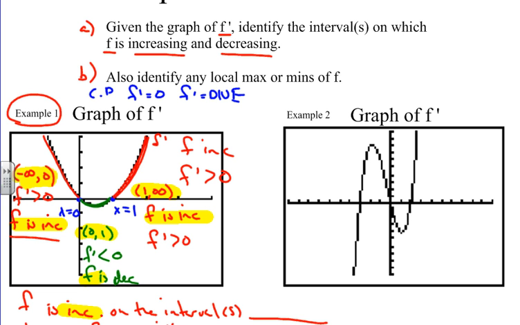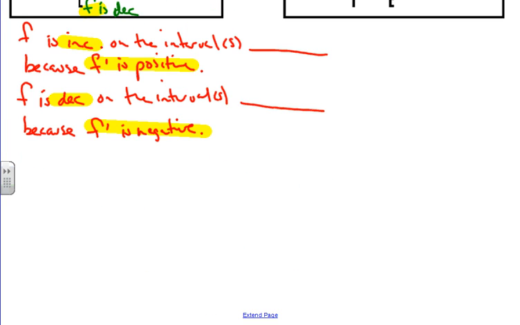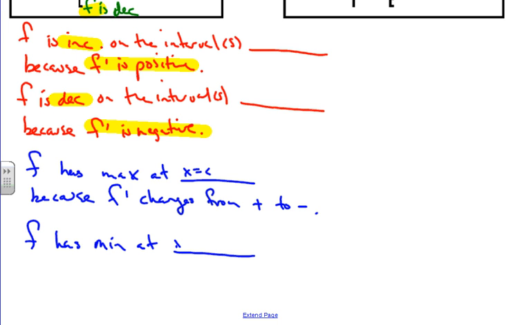Looking at these max and mins, if we recall, in review, local max and mins occur on f. f has a max at, fill in the blank, I'm going to say x equaling c or whatever, because at c, f prime changes from positive to negative. f has a min at, fill in the blank, x equaling c.